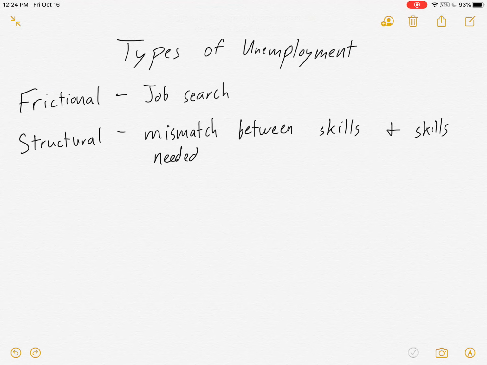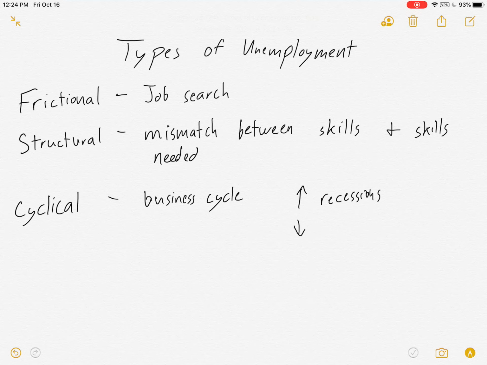So these ones are both often built in, and they happen during good times and bad times, during expansions, during contractions, whatever. The third kind of unemployment is cyclical unemployment, and cyclical unemployment is based on the business cycle. It goes up during recessions and down during expansions. And so those are your 3 kinds of unemployment.